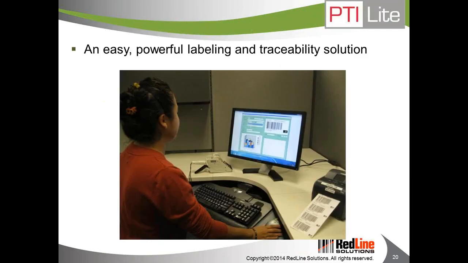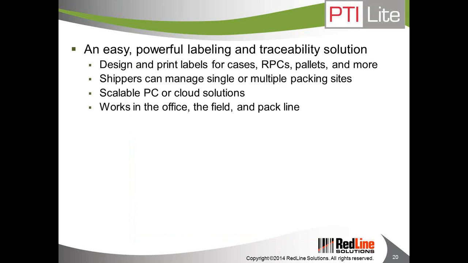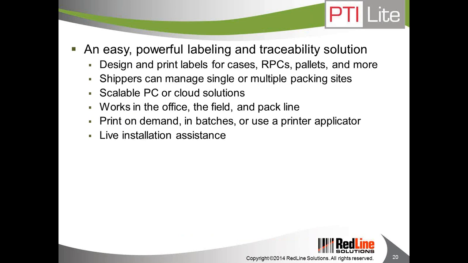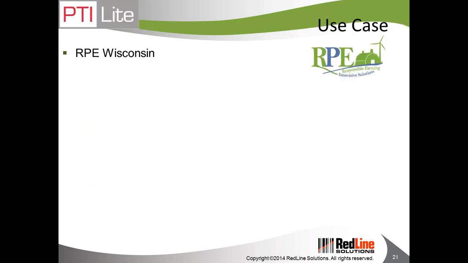So the products that we have that address this are PTI Lite and Redline Packing. PTI Lite is an easy and powerful labeling solution that gives you complete traceability. It allows you to work on a single PC or in a cloud system, and also can be used for print on demand, print in batches, or with a printer applicator. We provide live installation assistance and have awesome technical support, and it's really the only product in its class that has complete traceability.